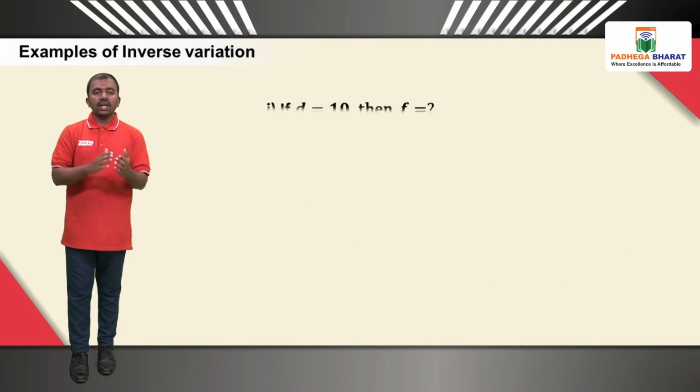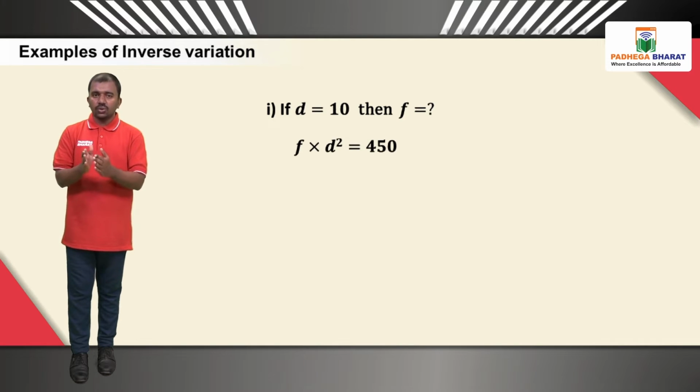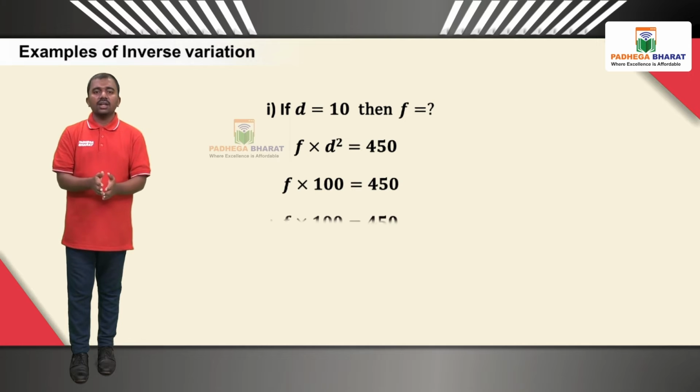Now, let us see the value of F when D is equal to 10. Now, we know F into D square is equal to 450. That is a constant. Now, D square is 100. F into 100 is equal to 450.